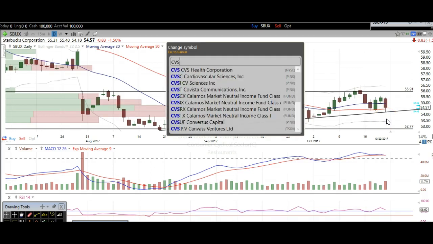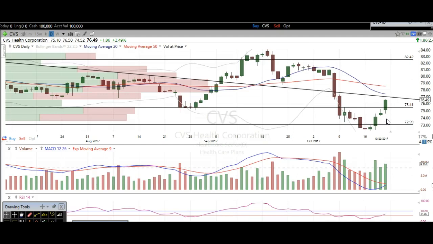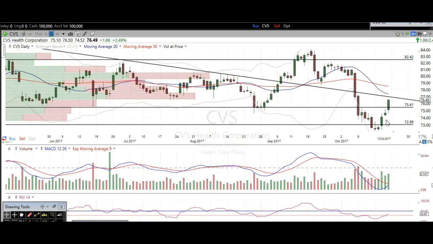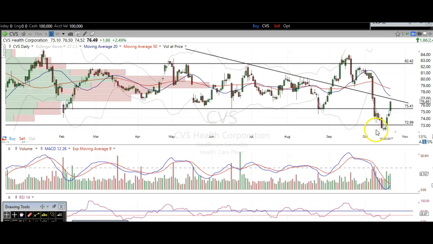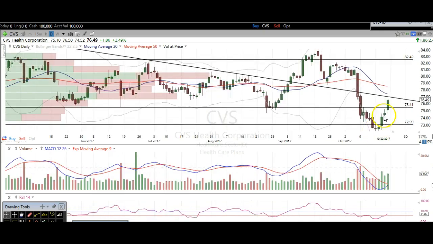The next one we're going to touch on is CVS, and this is one we called for a bounce on because of a couple different reasons. You can see we had this support that we bounced at previously right here, and we broke back below that support right here, and then boom, broke back over it right here. So that was a false breakdown, led to a very swift move to the upside. So congrats if you followed along.